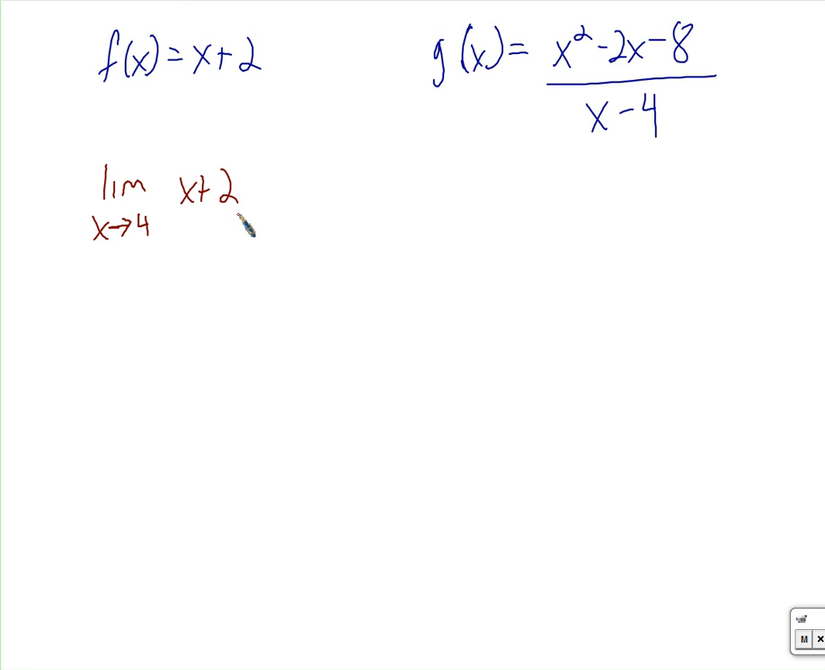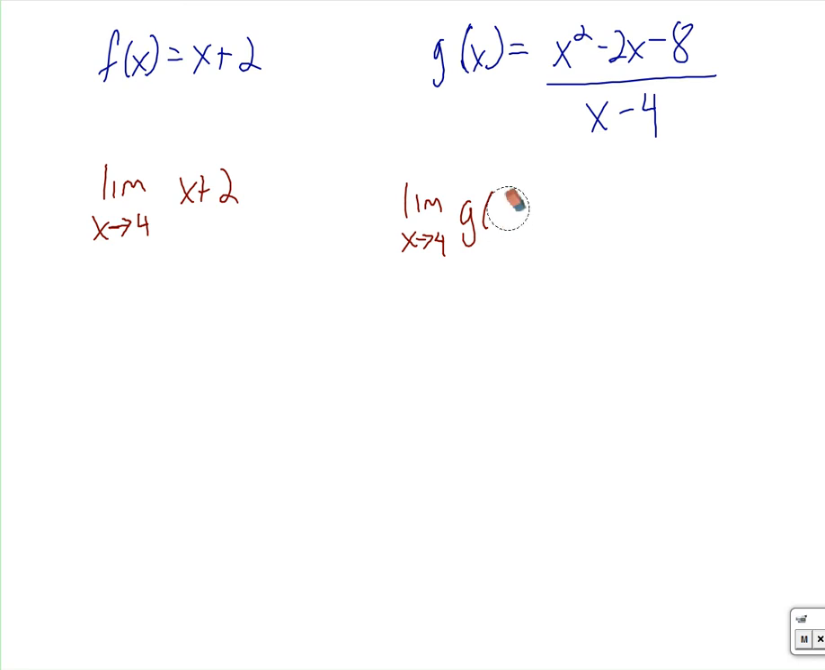The problem here is we can't do direct substitution for this one if we want to find the limit as x approaches 4 of g of x. That's not going to work. So we are going to start with dividing out. If you can find another function that's just like this function minus the hole, then you can just use it to find the limit, just by plugging the number in. Okay? So how do we do that?